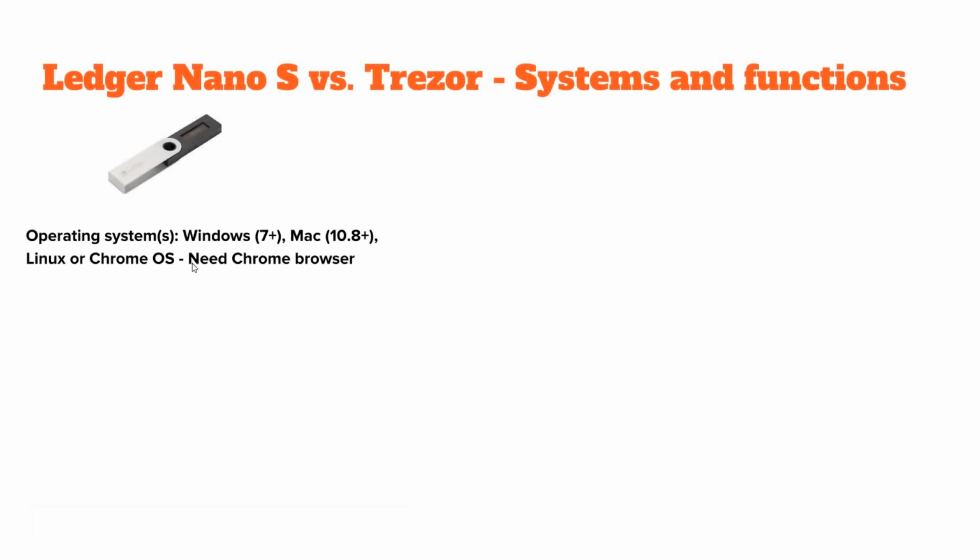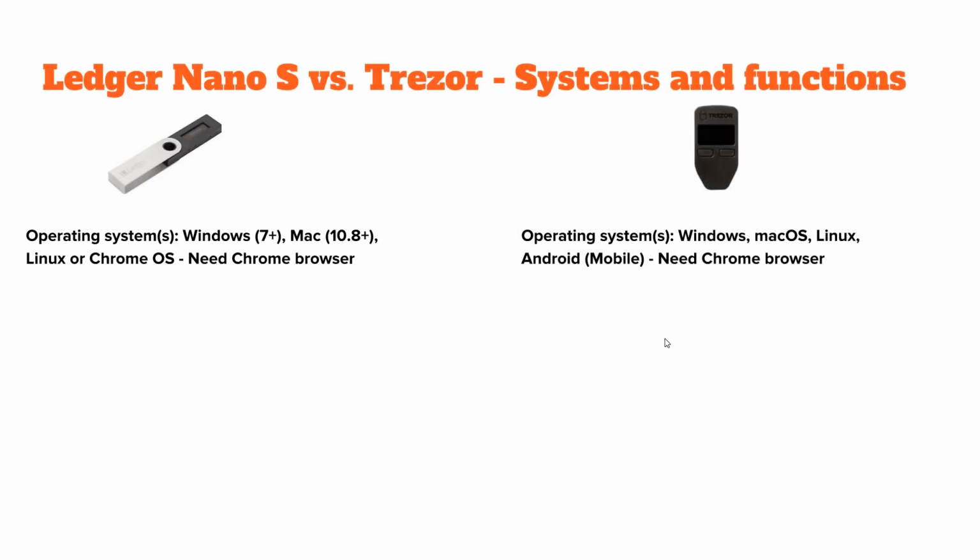The Nano basically works with Windows, Mac, Linux, and Chrome. It actually operates on the Chrome browser. So at the end of the day, it doesn't matter what system you're using, as long as you can get the Chrome browser on it and download the Chrome extension for the Nano S, that will work. And the Trezor works the same way on Windows, Mac OS, Linux, and Android for mobile. It also works on the Chrome browser. So as long as you can get access to a Chrome browser, it should work.